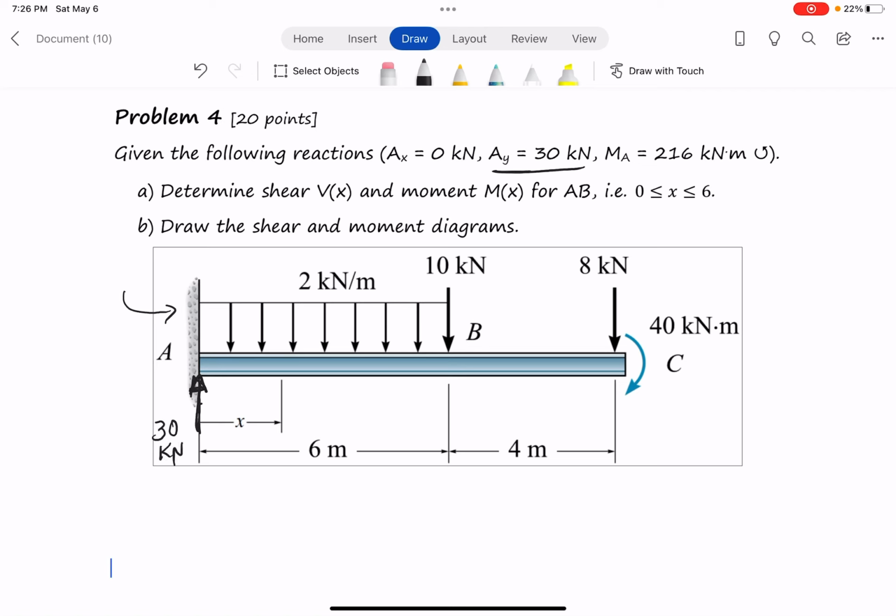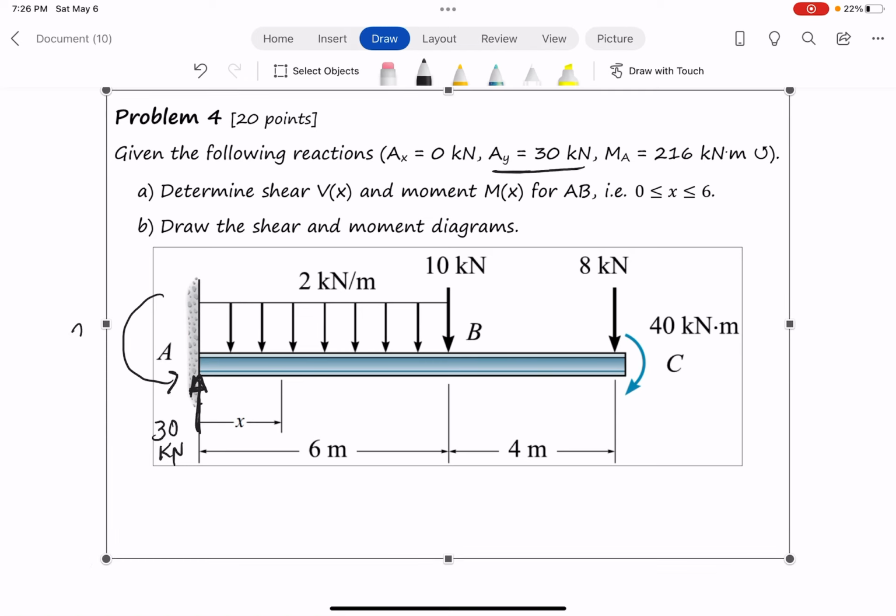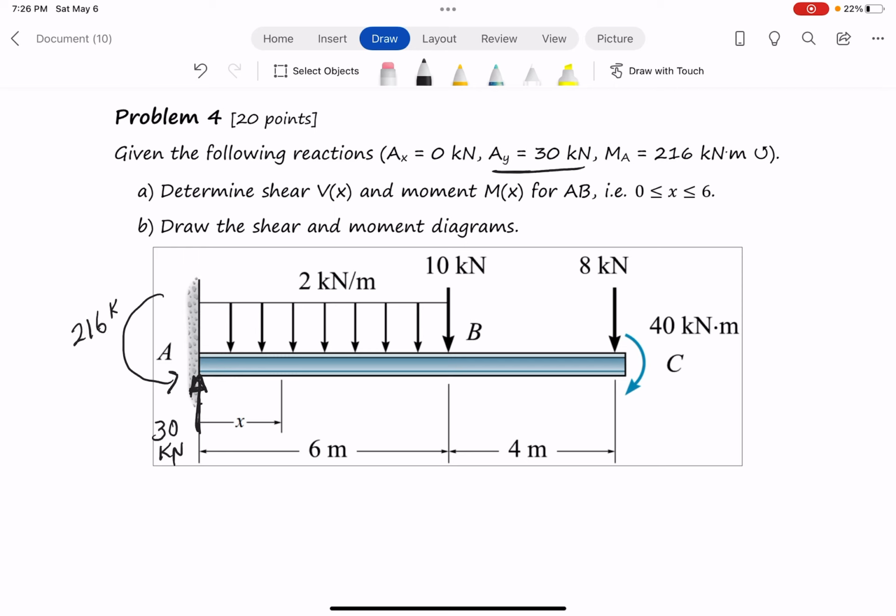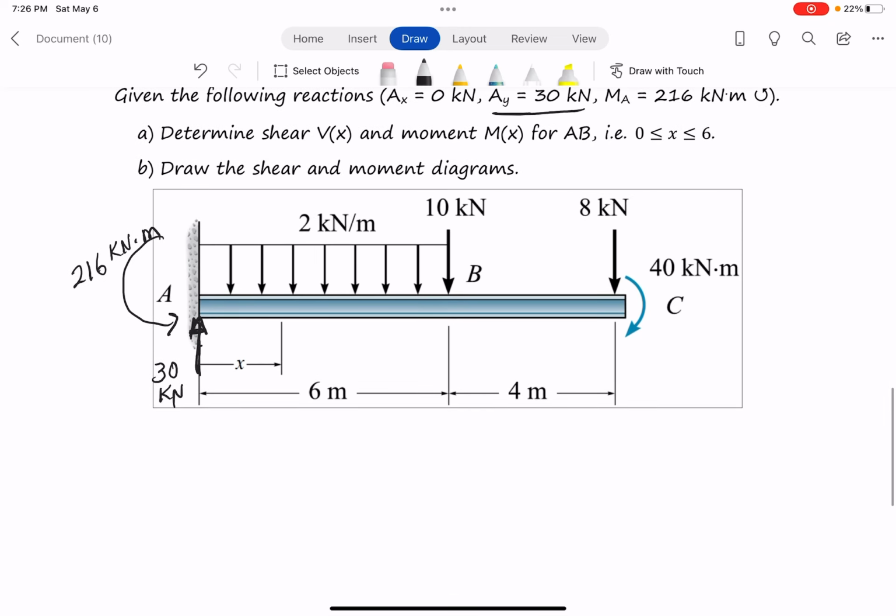And you have a moment, and the moment is counterclockwise, 216 kilonewton meter. Okay, and now you need to draw the shear moment diagram and find the Vx, Mx only for the member AB.